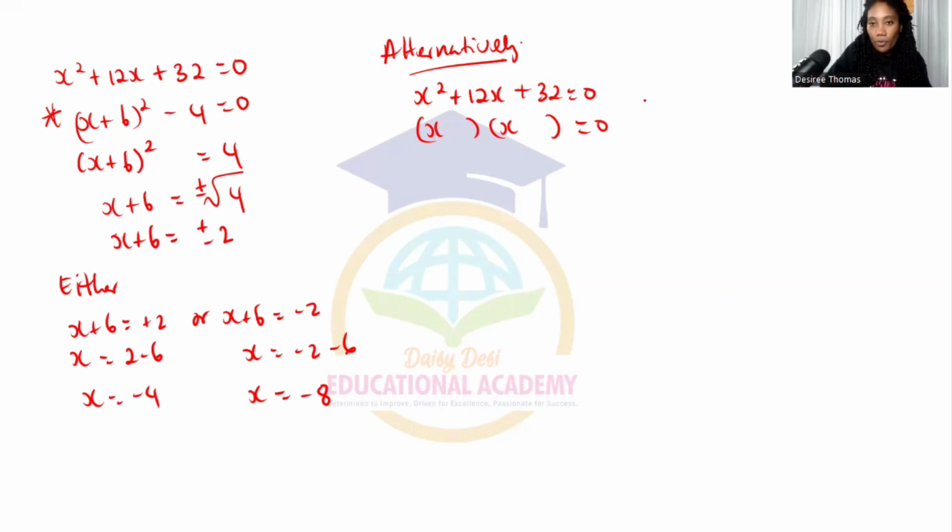So we can try 8 and 4, right? 8 times 4 is 32. So we have 8 times 4 gives us 32. We have 8x here, and this is 4x. Now 8x plus 4x is 12x. Right? So we put the plus by the 8 and we put the plus by the 4.